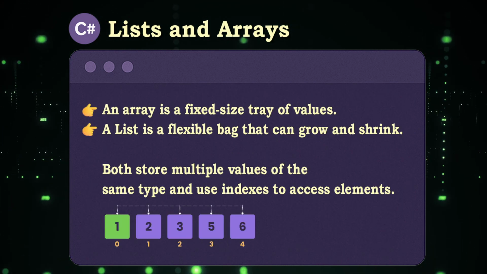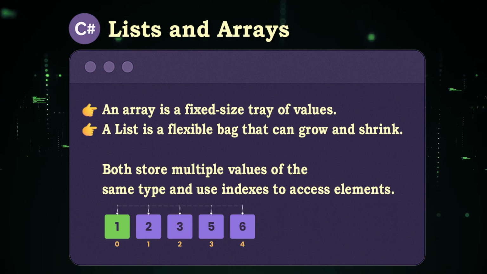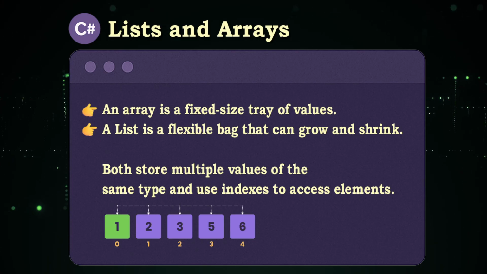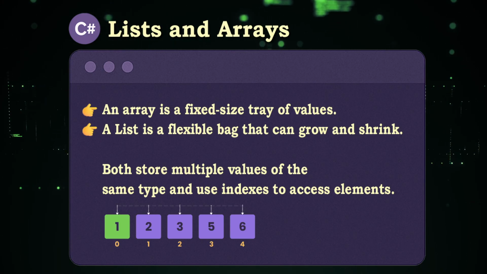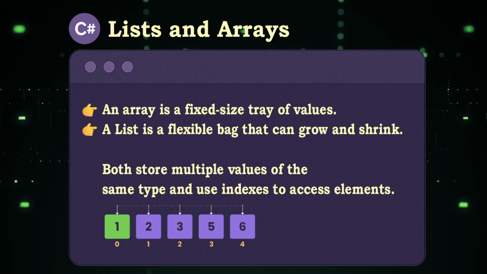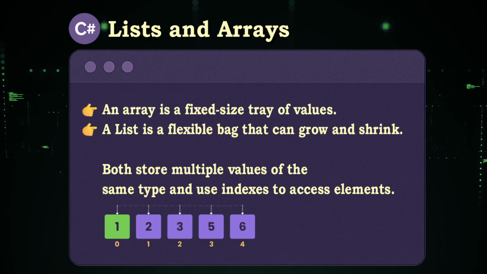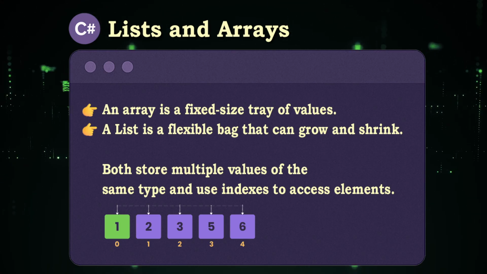Let's quickly recap. An array is a fixed size tray of values. A list is a flexible bag that can grow and shrink. Both store multiple values of the same type and use indexes to access elements. In your early projects, if you need flexibility, start with a list. If your size is fixed and simple, you can use arrays.